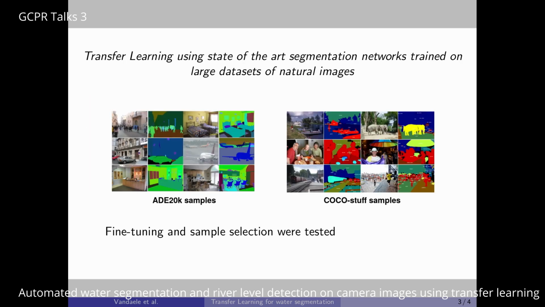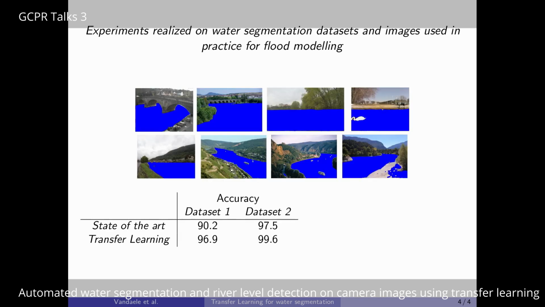We tackle the problem by applying transfer learning on state-of-the-art semantic segmentation networks that were trained on large datasets of natural images. We realized our experiments on two different water segmentation datasets and found out that our transfer learning approach could outperform the current state-of-the-art methods. Of course, if you want to know more, I invite you to read our paper and attend our 5-minute presentation.